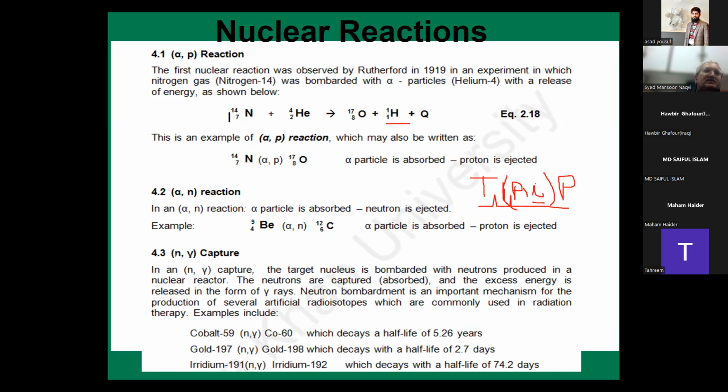Another example is the production of gamma rays when neutrons are bombarded, and there are many examples here you can see. With cobalt 59, when it's bombarded with neutron, gamma rays are emitted and cobalt 60 is produced. Gold 197, when bombarded with neutron, produces gold 198 and gamma rays, and iridium 191, which is bombarded with neutron, produces the gamma rays and iridium 192, and this is the one which we use in brachytherapy with the half-life of about 74 days.